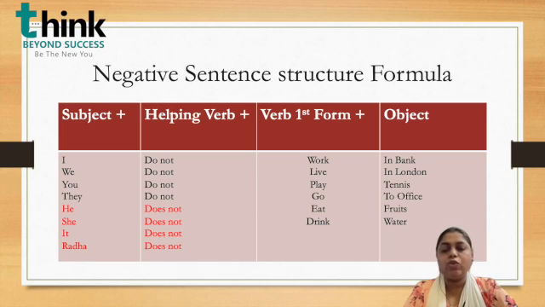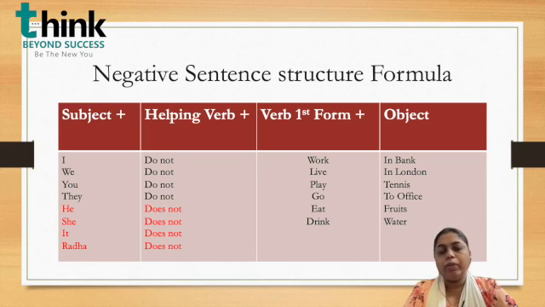The first is the base form of the verb, like go becomes goes, eat becomes eats, drink becomes drinks. But when we are framing a negative statement, our verb remains the same. Let it be a singular subject or plural subject, it doesn't change its form. It remains the base form, no s or es added to the main verb.